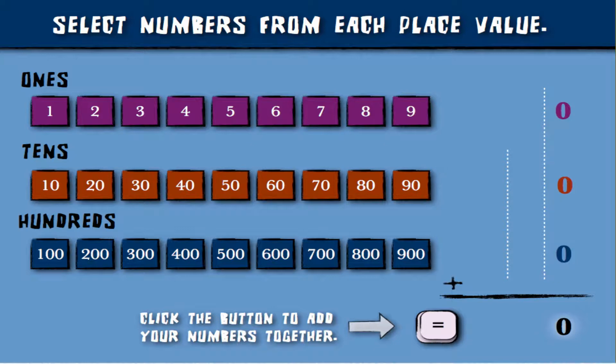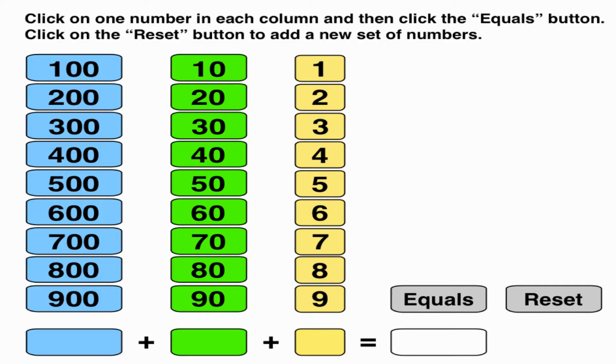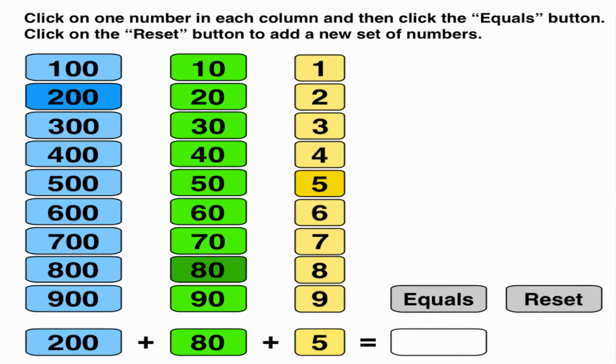Here's another example that highlights ones, tens, and hundreds. And notice it has the interactive equals button. After selecting a ones, tens, and hundreds, the user actually has to click the equals button to arrive at the sum of 247. But also notice the emphasis here on the decimal system and the ones, tens, and hundreds place value. And here's another example.